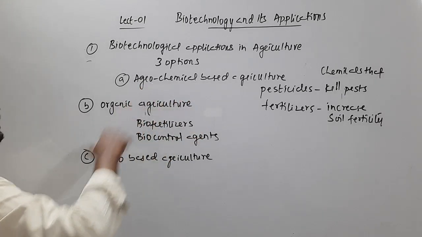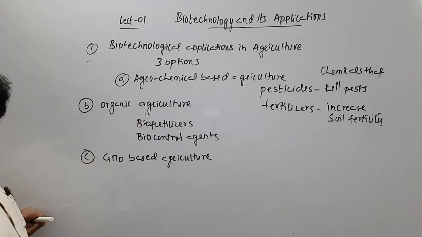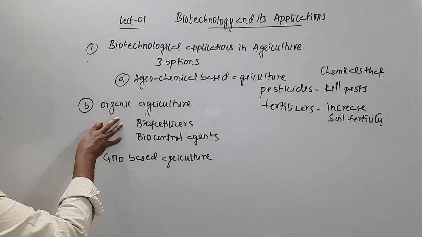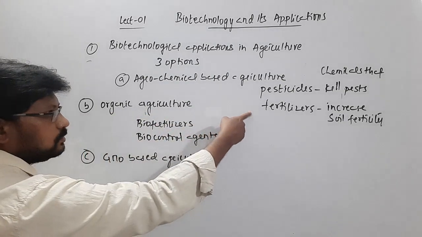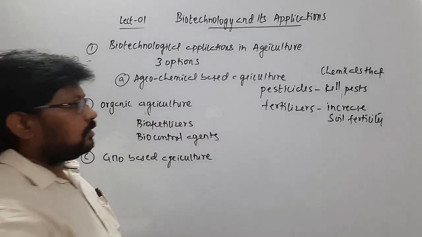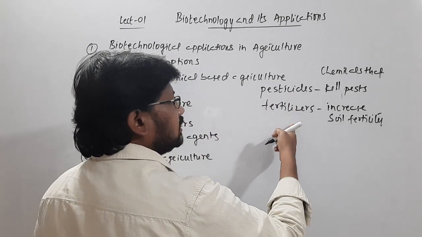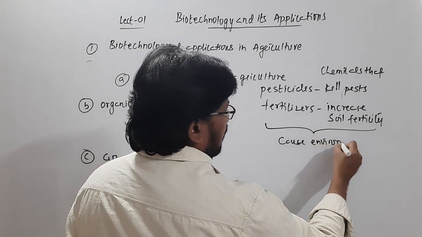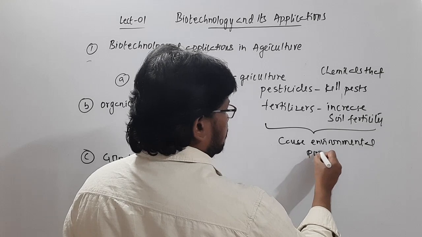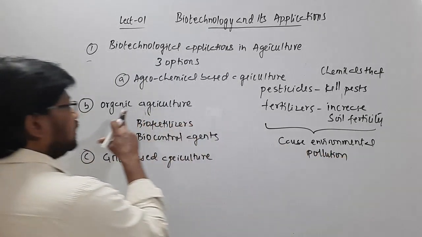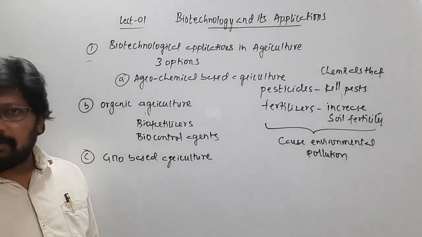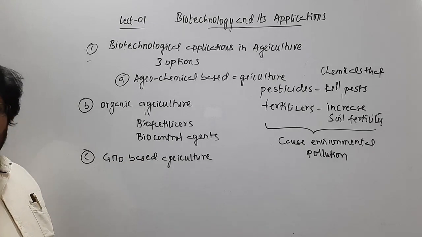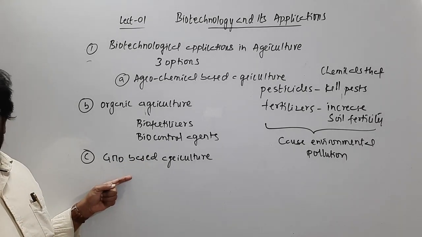Okay, so these are the three options. One is agrochemical based agriculture, which we have been using from very long back, right? And organic agriculture, because we came to know that these two are causing environmental pollution. So these pesticides and synthetic fertilizers cause environmental pollution. So here in this organic agriculture, obviously there is no environmental pollution, and even in case of GMOs also there is no environmental pollution.